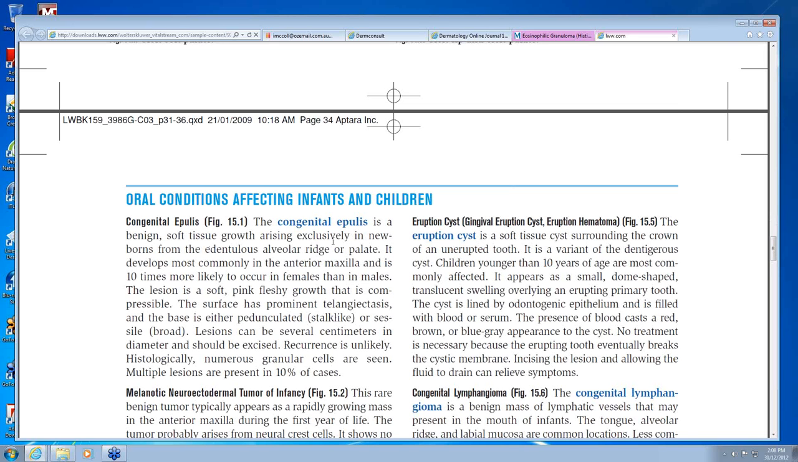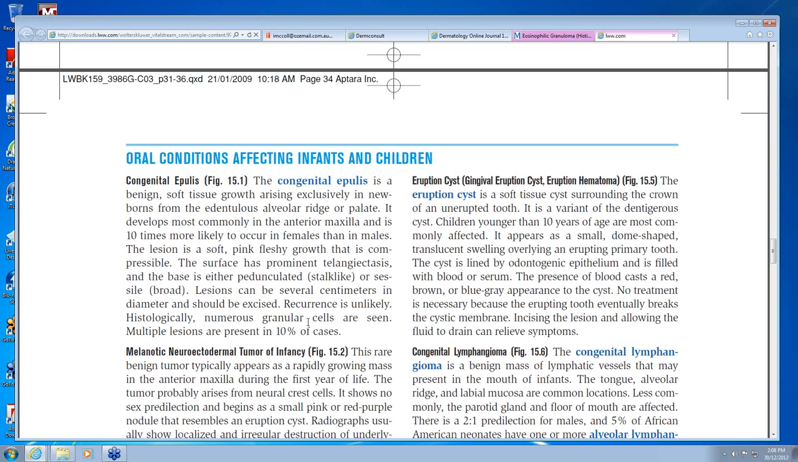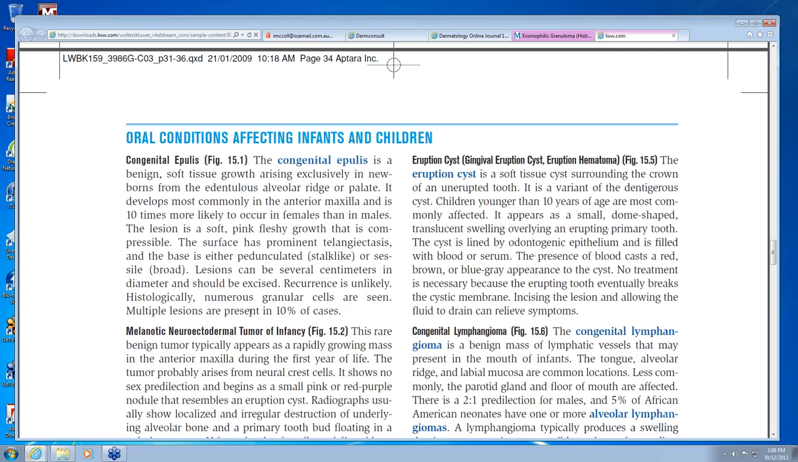Benign soft tissue growth arising exclusively in newborns from the edentulous alveolar ridge or palate. Most commonly anterior maxilla, as in that example I just showed you. Ten times more likely to occur in females than males. That's interesting. Soft pink fleshy growth, compressible. Prominent telangiectasia. Base can be pedunculated or sessile. Generally they should be excised. Numerous granular cells may be seen. Multiple lesions are present in 10% of cases.